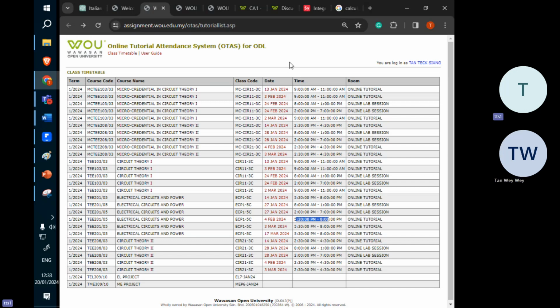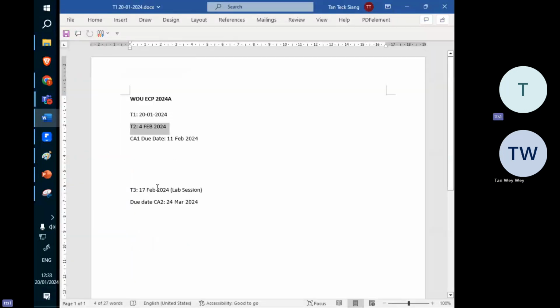Please pay attention because this recording is for another 2 students also. Please take note that the 27th January lab session has been moved to the 17th. It is a replacement. It moved to 17 February. The time is the same. It is a whole-day lab session.